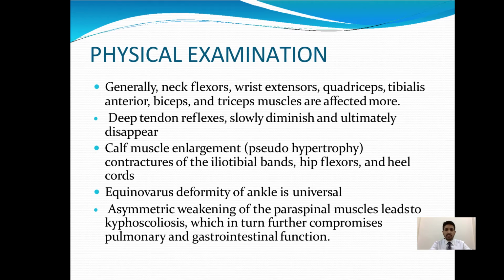Pseudohypertrophy of calf muscles develops, as we have seen previously in a picture, and contractures start to develop. Equinovarus deformity of the ankle develops, and as I already told you, paraspinal muscle weakness leads to the asymmetrical development of vertebrae, which leads to kyphoscoliosis, which ultimately causes pulmonary and gastrointestinal function problems.